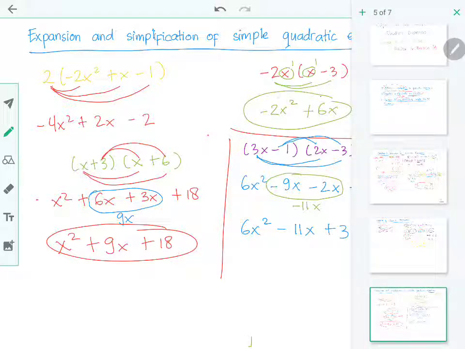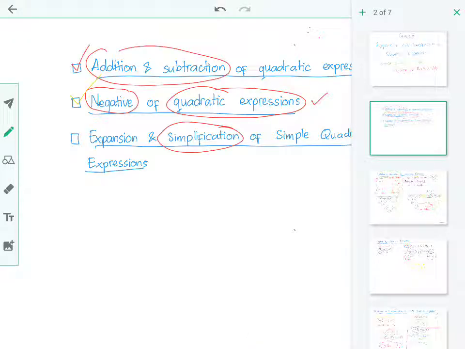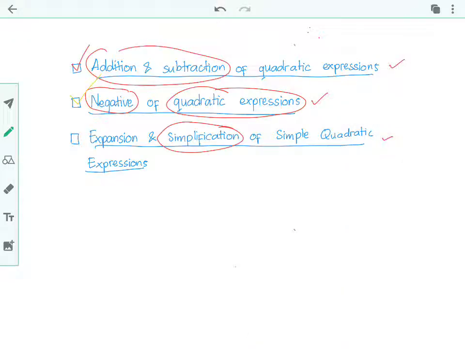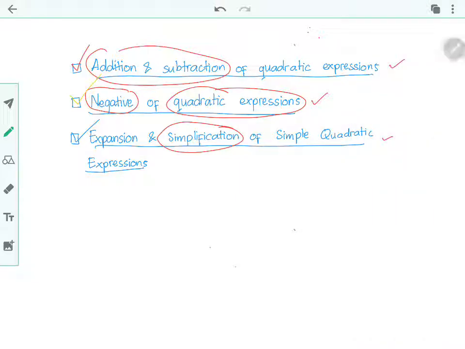So we have actually already learned those three parts of expansion and simplification of simple quadratic expression. Basically, we just need to combine this knowledge to solve the whole idea of expansion and simplification of simple quadratic expression.